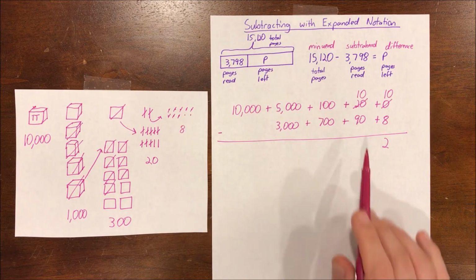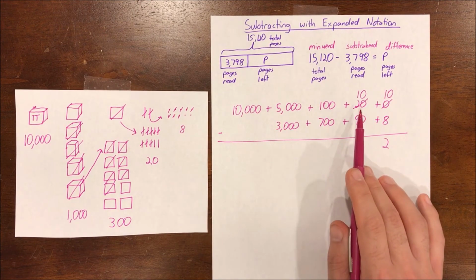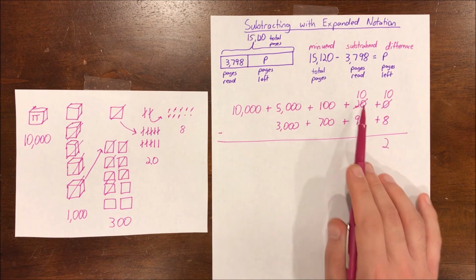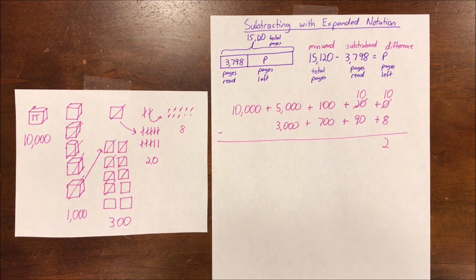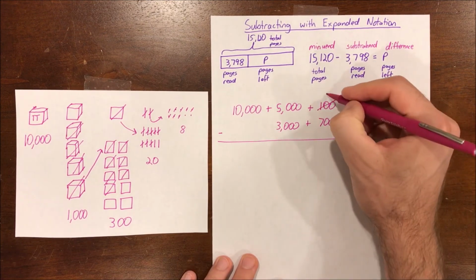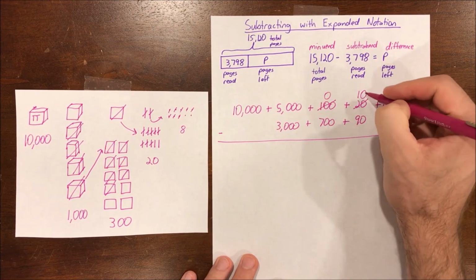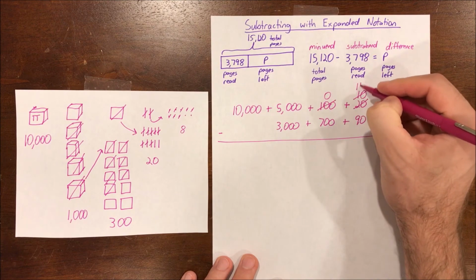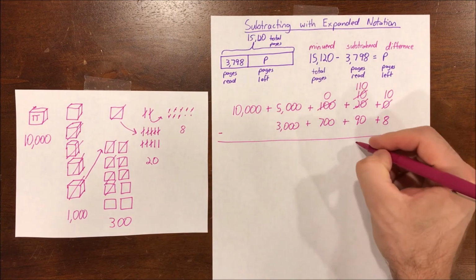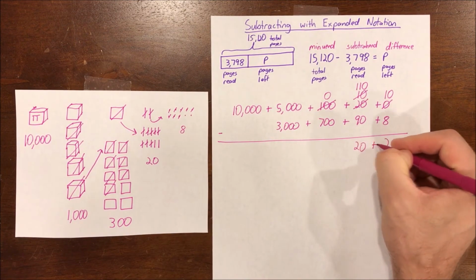Yeah, once again, my subtrahend is larger than my minuend. I can't take 90 away from 10. So I'm going to regroup 100 into 10 tens. That means I'll have nothing left in the hundreds place, and I will now have 110 in the tens place. 110 minus 90, that's 20.